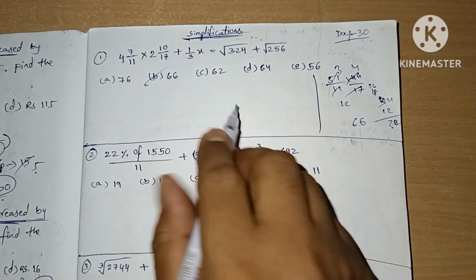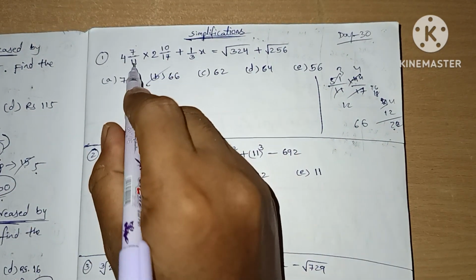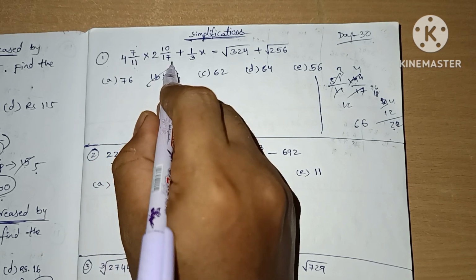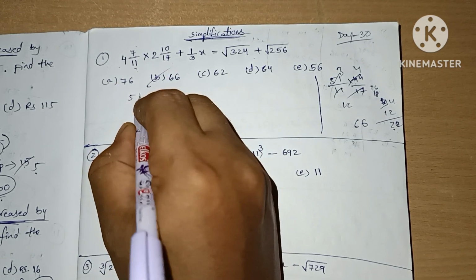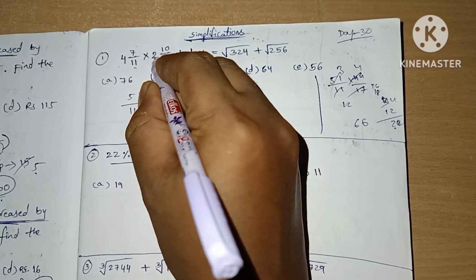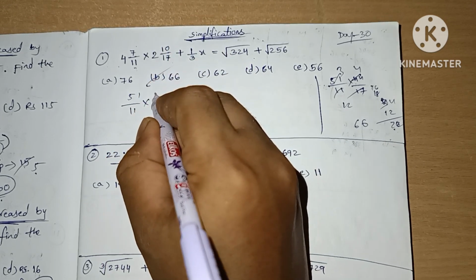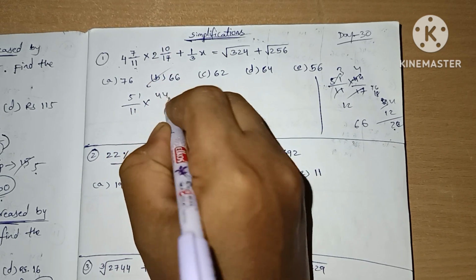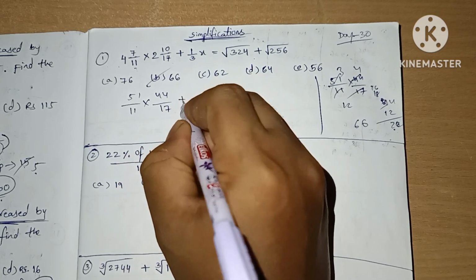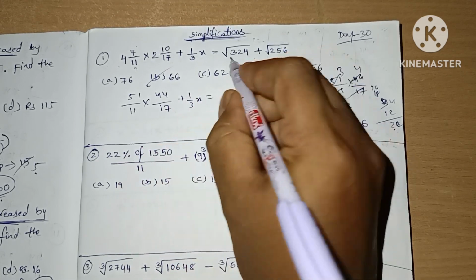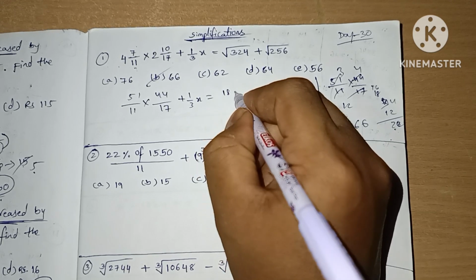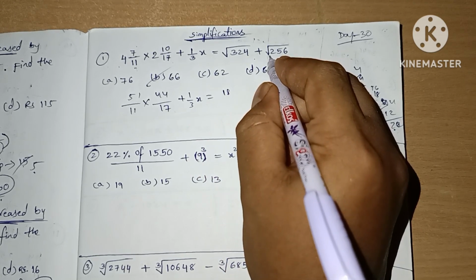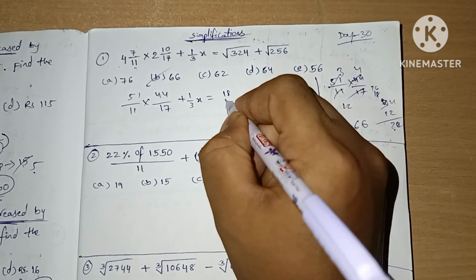How I reached the solution is, first we need to convert these mixed fractions into fractions. 44 plus 7 will be 51 divided by 11 into 17. 2 times 34 and 10 which will be 44, divided by 17 plus 1/3 of x equals to the root value of 324, which will be 18, plus root over 256 which will be 16.